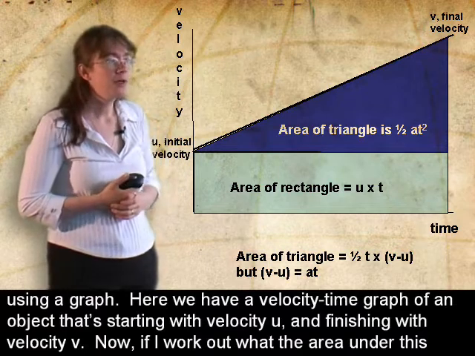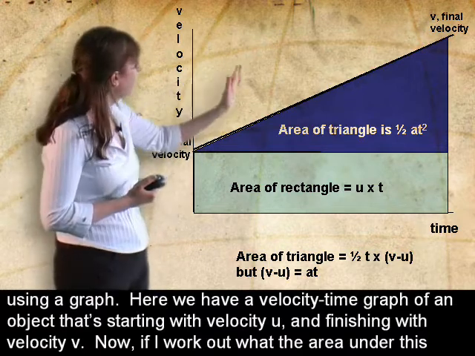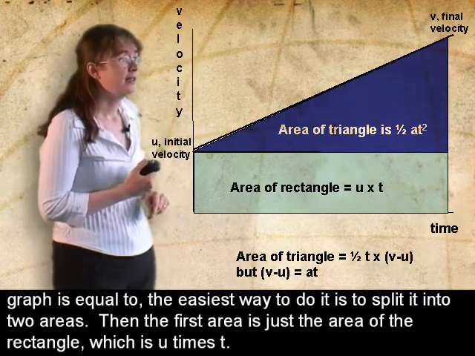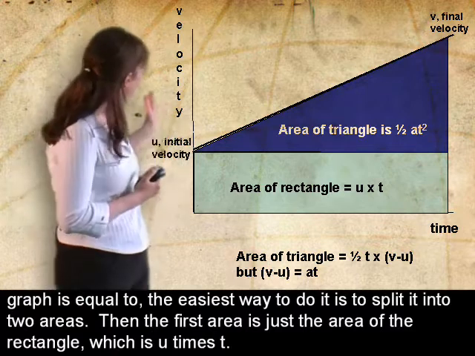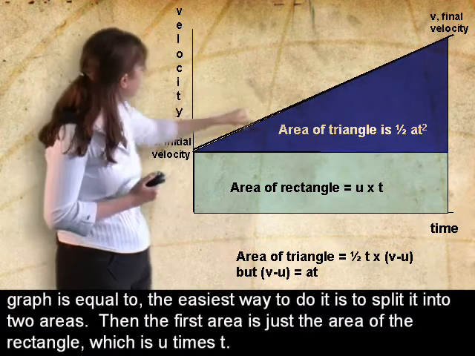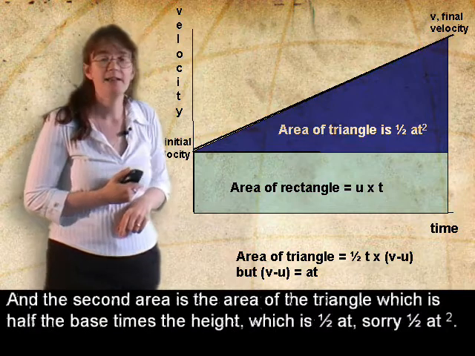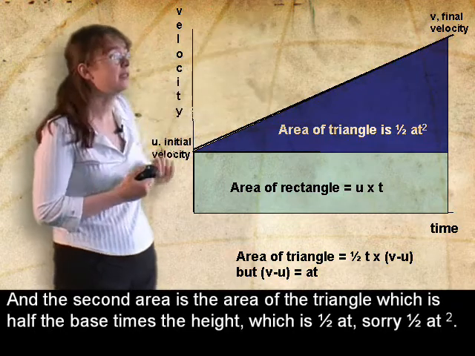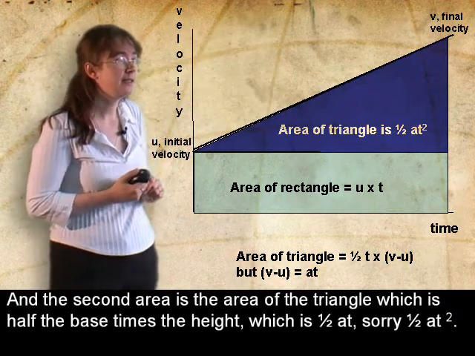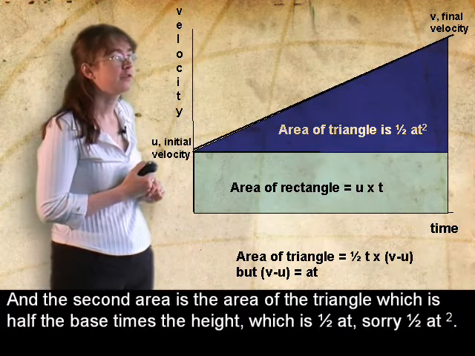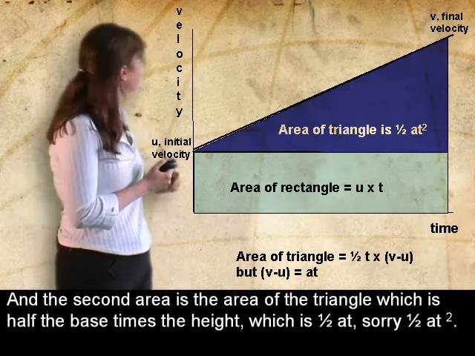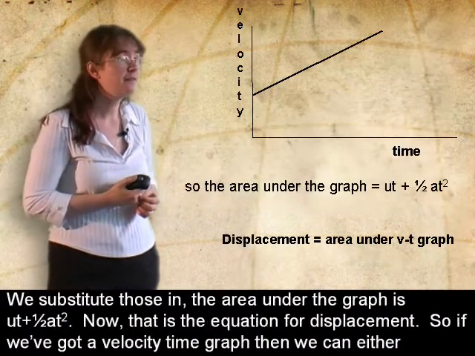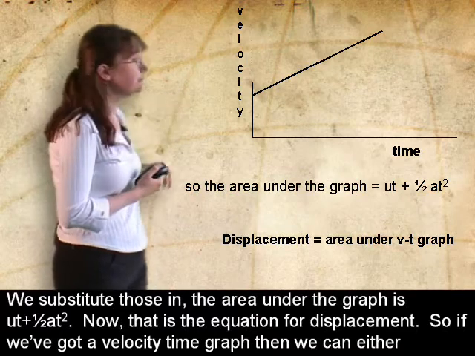Now, if I work out what the area under this graph is equal to, the easiest way to do it is to split it into two areas. The first area is just the area of the rectangle, which is u times t. And the second area is the area of the triangle, which is half the base times the height, which is a half at times t, so a half at squared. If we substitute those in, the area under the graph is ut plus a half at squared. Now that is the equation for displacement.